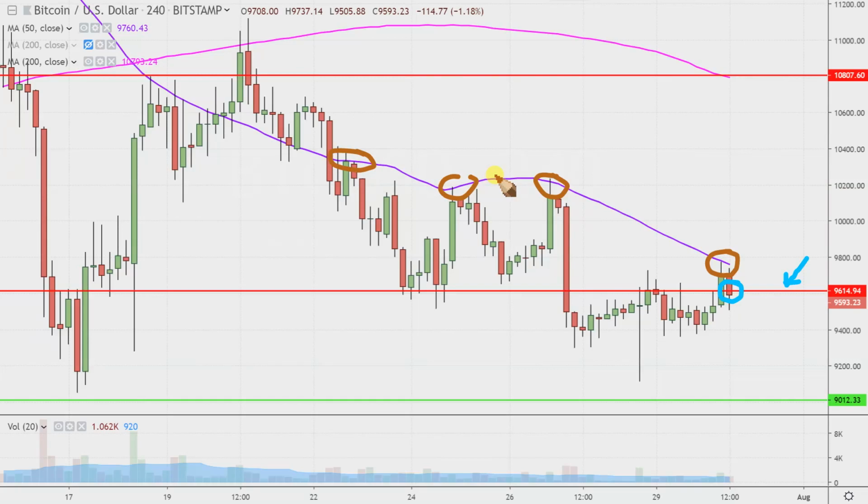Now, don't get me wrong, I'm not saying that it is impossible for the price to break up above that purple line, again, the 50-period moving average. I'm just saying it makes sense why the price once again struggled today to get back up or above that area of the chart.